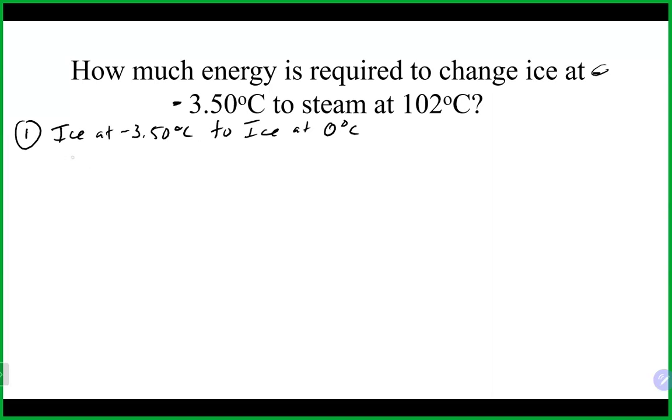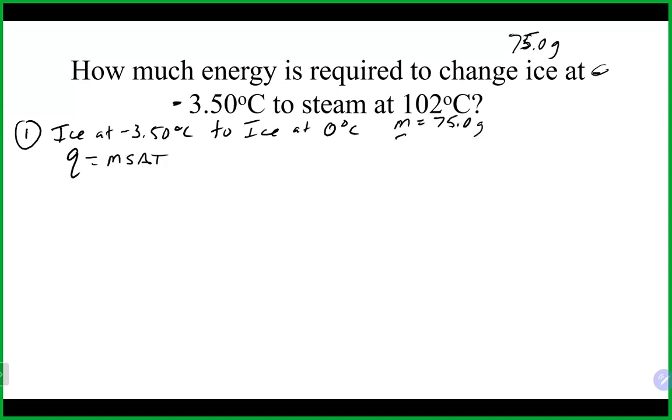So this would be a specific heat calculation. Q is equal to m c delta T. Now, we should probably know our mass, how much we're changing. We'll just go with 75 grams of ice from -3.5 to 102. So we do have our mass here, which is going to be 75 grams.